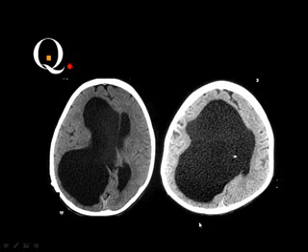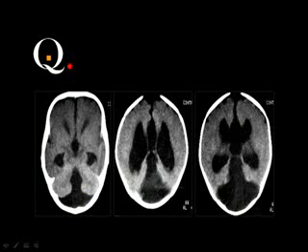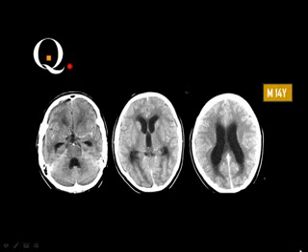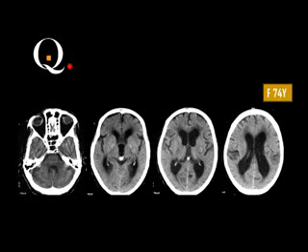Yes, very good. Atresia or congenital stenosis of the foramen of Monro of the right lateral ventricle, unilateral foraminal stenosis. This is not okay. Yes, then the Walker malformation, a posterior fossa cyst communicating with the fourth ventricle through an aplastic cerebellum. Communicating hydrocephalus, very good.